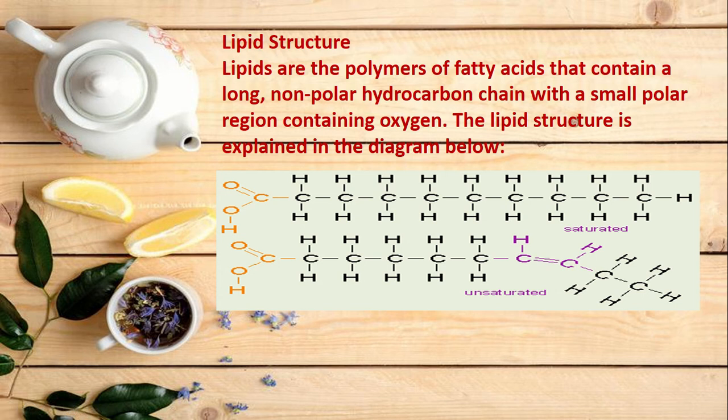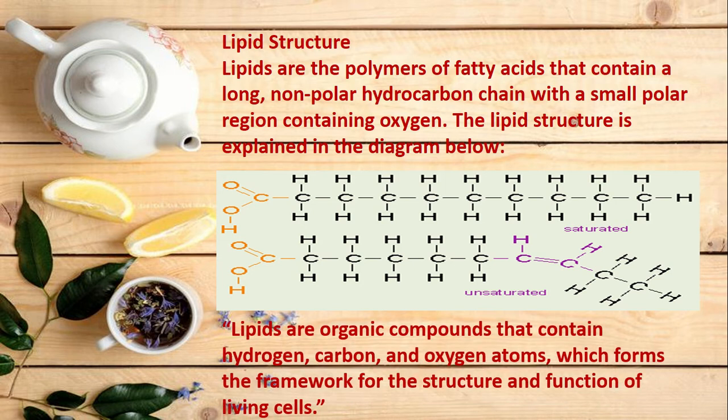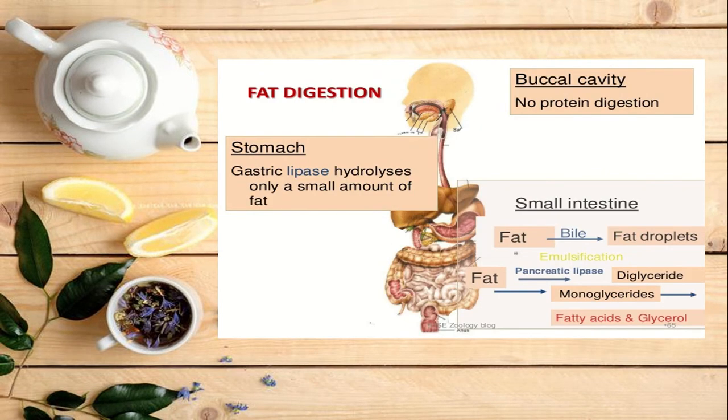So lipid is a compound made up of fatty acid and glycerol. Next one, follow. Lipids are organic compounds that contain hydrogen, carbon and oxygen atoms, which form the framework for the structure and function of living cells. Now follow. This lipid is a compound made up of fatty acid and glycerol. The fatty substance, having been digested, turns into fatty acid and glycerol, and here is the fat digestion process. In the stomach, gastric lipase, lipase is the name of one enzyme, hydrolyzes only a small amount of fat.